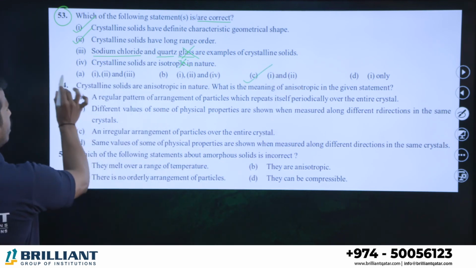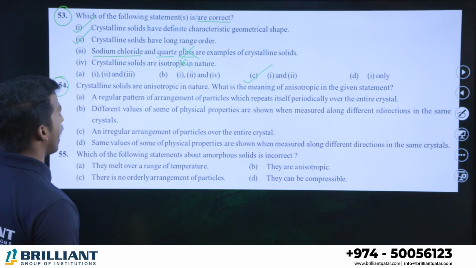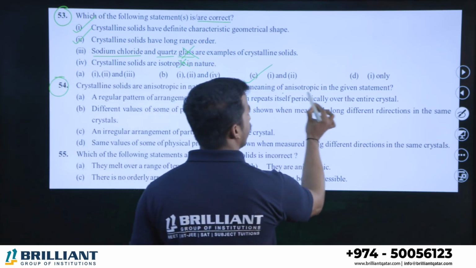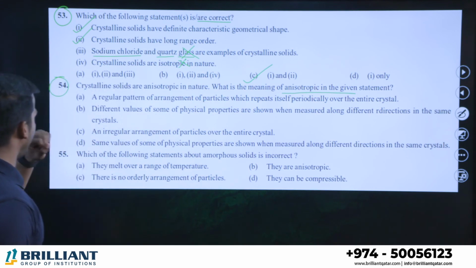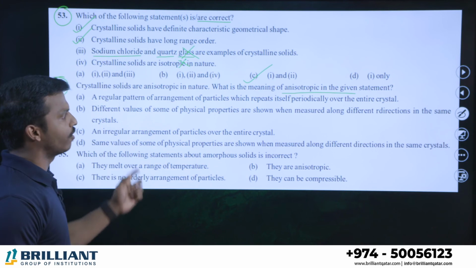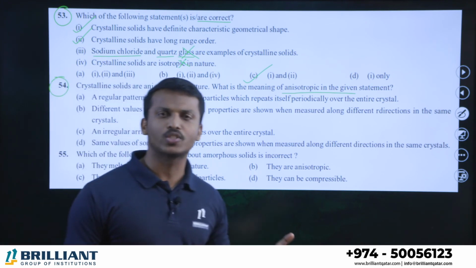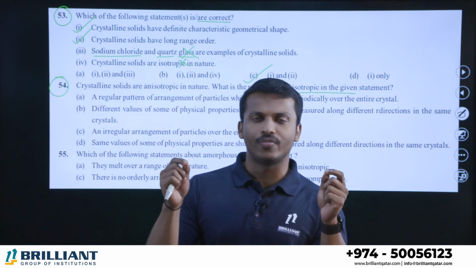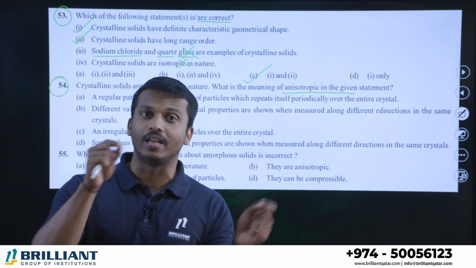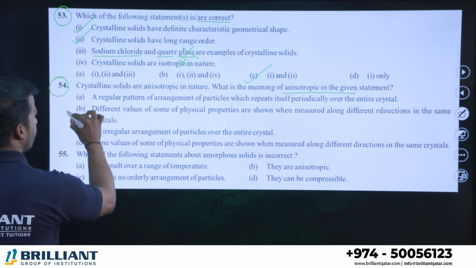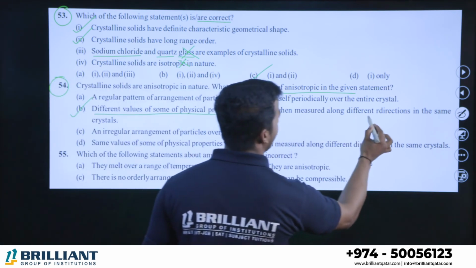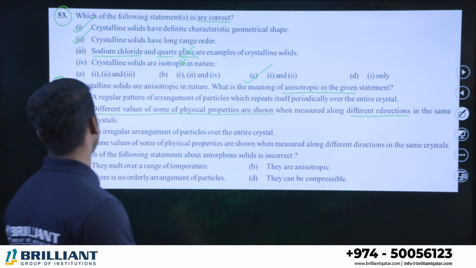Question number 54. Crystalline solids are anisotropic in nature. What is the meaning of anisotropic? Option A, irregular pattern of arrangement of particles which repeat itself periodically. No. What is meant by anisotropy? When you calculate the physical properties of the crystal, you get different values in different directions. Is it option B, different values of some physical properties are shown when measured in different directions? Yes, that's the correct one.